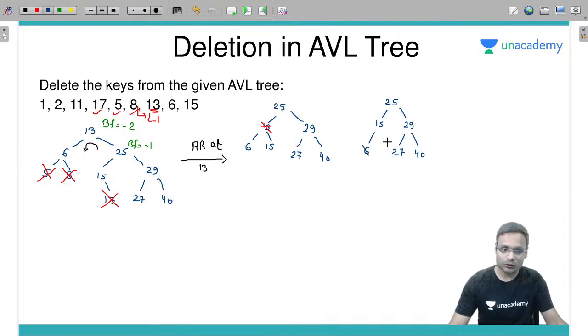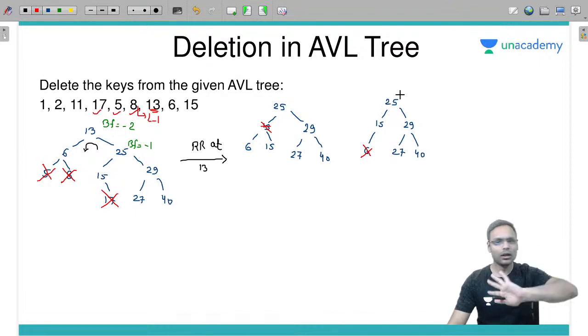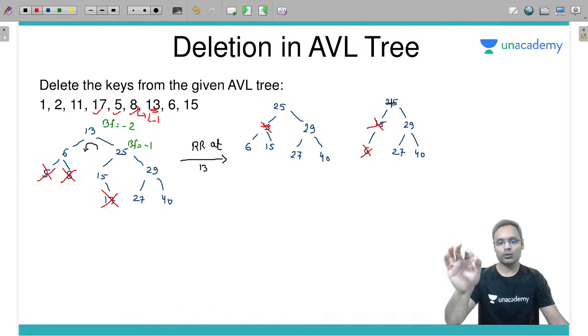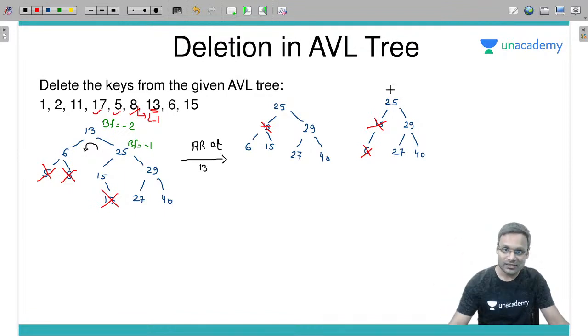You delete 6 also. If you delete 6 also, there is no imbalance. You can check out 15 पे balance factor 0, 25 पे balance factor 1 minus 2 minus 1. No problem. Then last you delete 15. When you delete 15 also, you get imbalance at 25. What kind of imbalance? 0 minus 2, balance factor is minus 2 here.